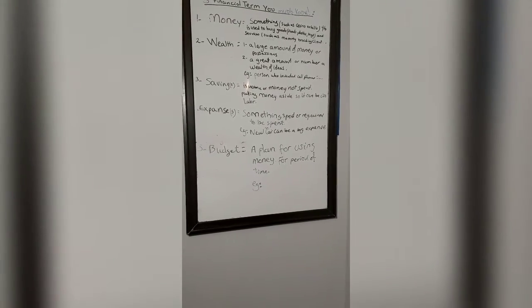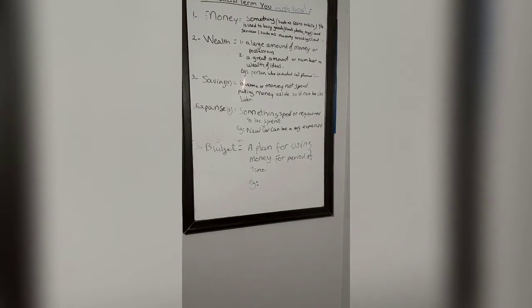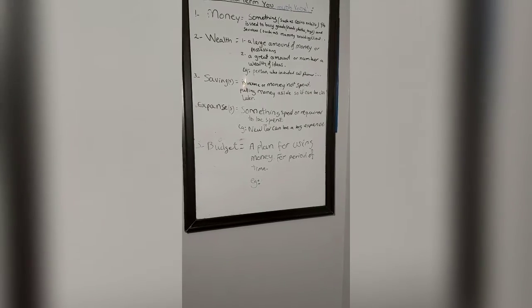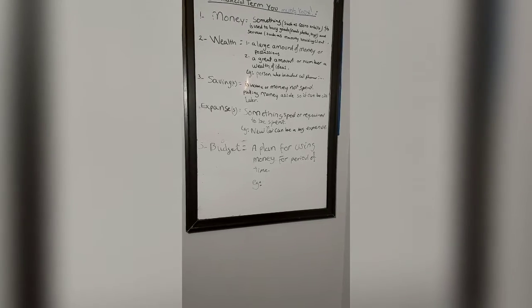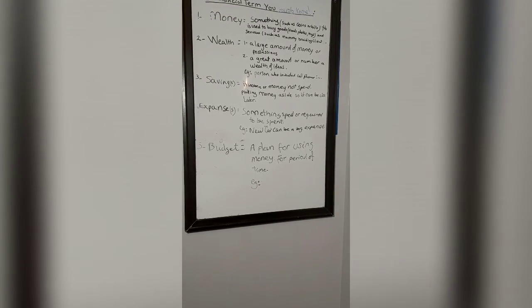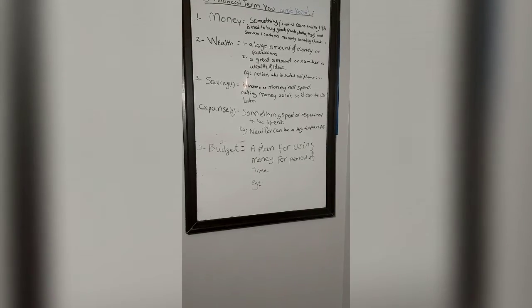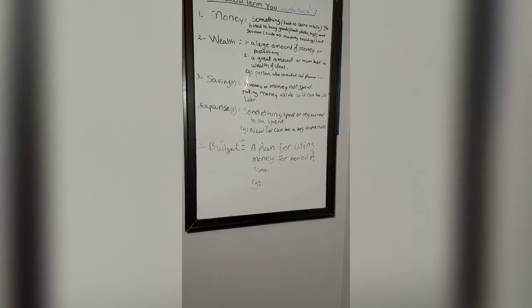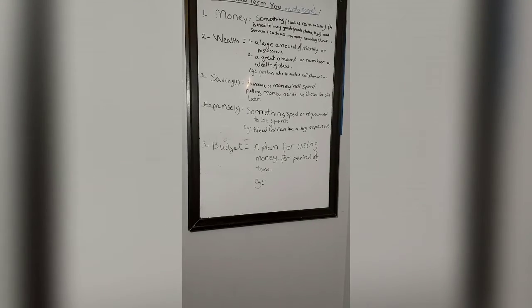Okay, so what is the last one, Rahima? What is a budget? A plan for using money for a period of time. So can you give me an example of a budget, Zainab? An example of a budget can be like if you want to buy something and you say, what's my budget? My budget is $10 to buy whatever you want to buy.